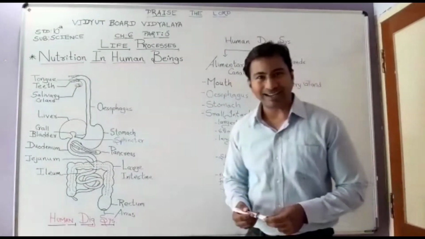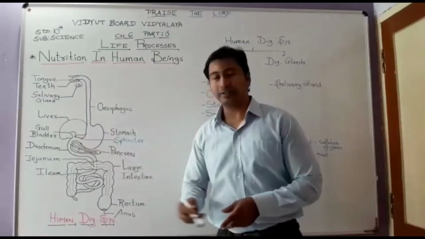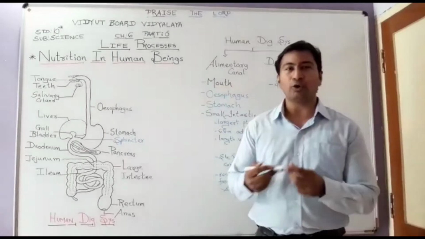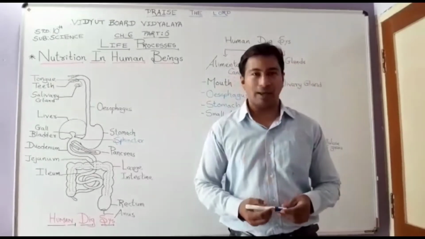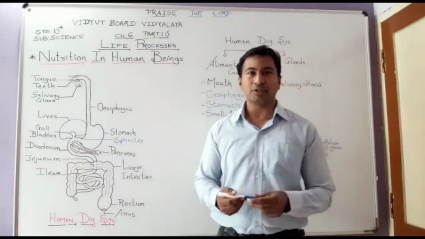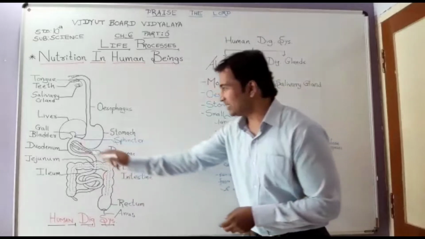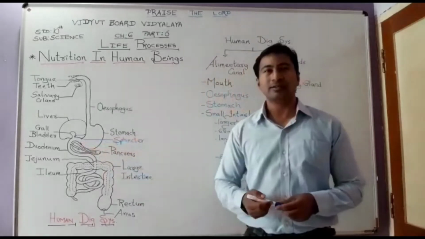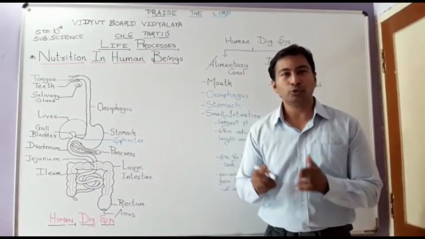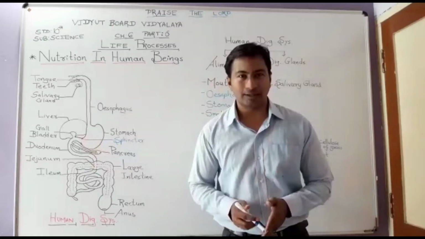Well, the partially digested food from the stomach enters into the small intestine. But this food will not go in a random manner. There are certain muscles present at the junction of stomach and small intestine, and these muscles are said to be the sphincter muscles. They will be allowing the food to go into the small intestine in a gradual manner.